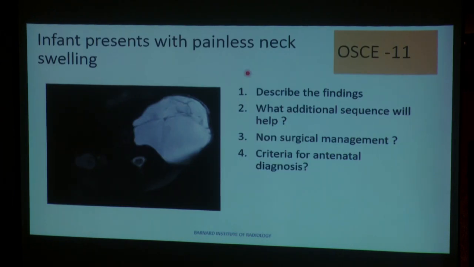Now this infant presents with a painless neck swelling. This is the MRI, probably it's not very clear, but what you can see is a large hyperintense lesion. So describe the findings, what additional sequence will help you in the diagnosis, what is a non-surgical management which is possible, and what is the criteria for antenatal diagnosis.